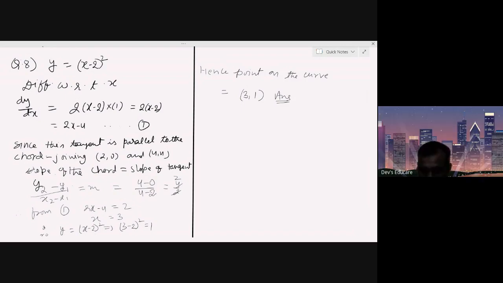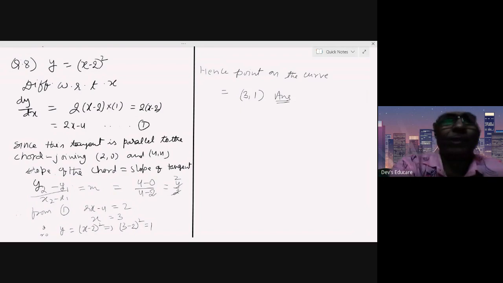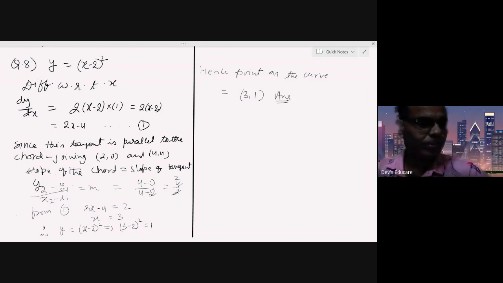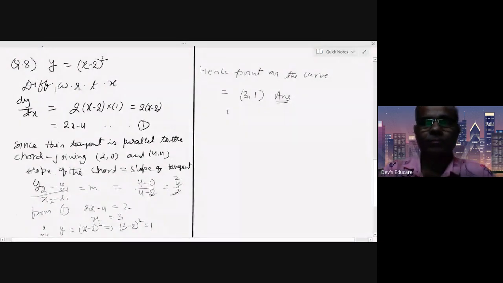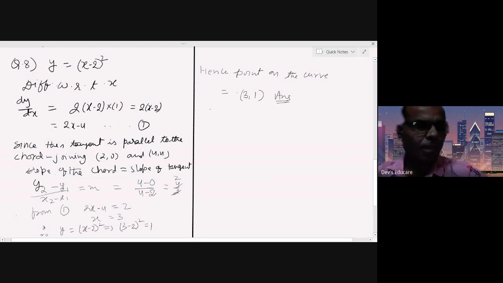Now doing question number 10 and 12. Many questions are there in this exercise. So question number 10 we'll be doing.